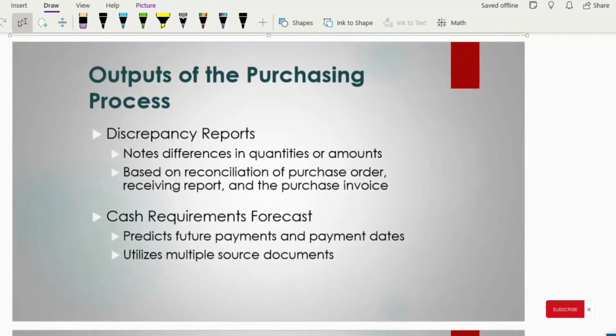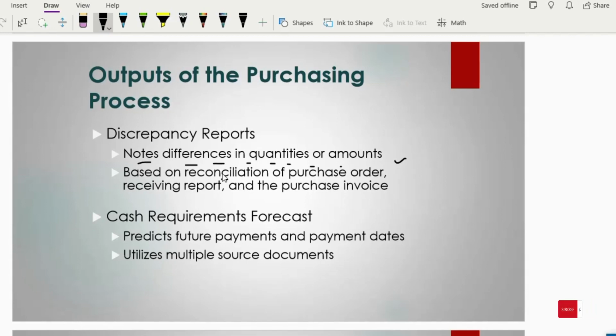Then we can also generate the discrepancy report. Discrepancy report is about the damaged goods. Let's suppose you have purchased goods from the vendor and some of them are not up to the mark, or are not according to your requirements, so they are entered in the system, with the reason why you are returning the goods. So discrepancy reports are the notes about different quantities and amounts, if you find any.